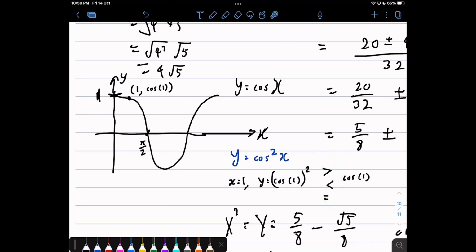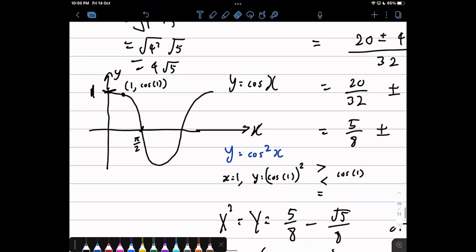I'm using radians, sorry. Maybe I should stick to degrees. Nah, I'll just use radians. Okay, cosine 1, where 1 is in radians, is approximately 0.5403. And it's a decimal, right? Definitely, obviously, it is in between 0 and 1.